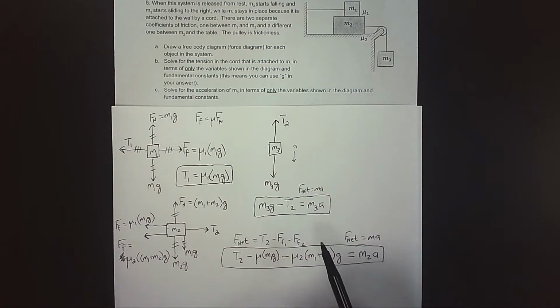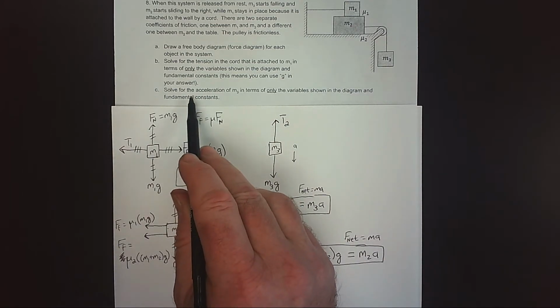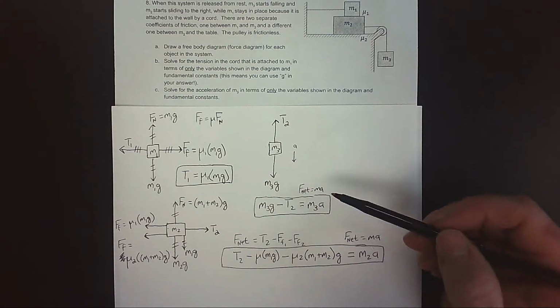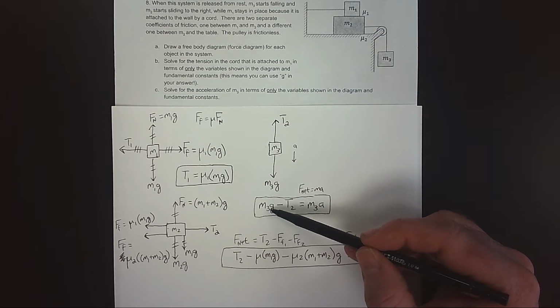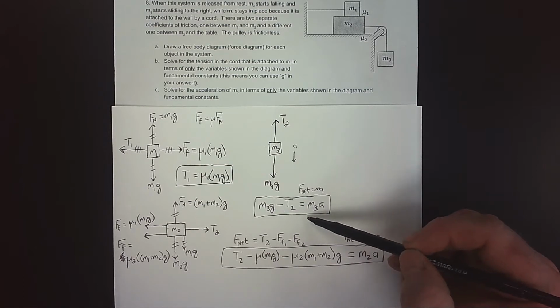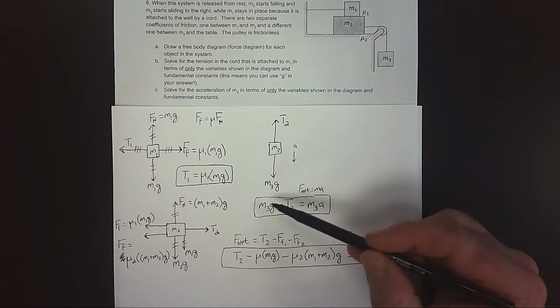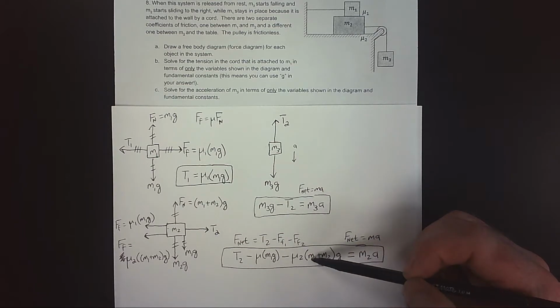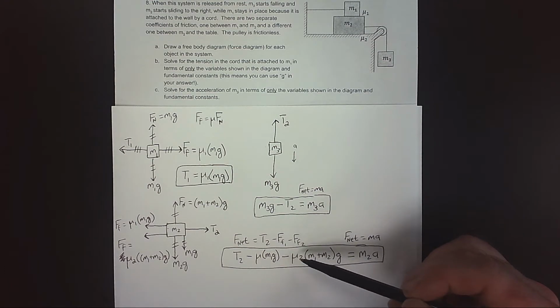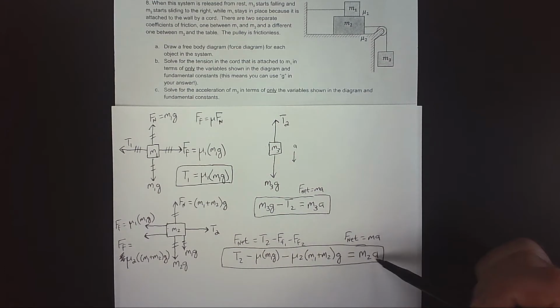And then what I want to do now is solve for the acceleration of m3. And so I look up at m3, and I've got m3g minus t2 equals m3a. So I have all the variables in there except for t2. I've got to get rid of t2. And fortunately for us, we have an equation that gets rid of t2. It just so happens to be this really long one down here.